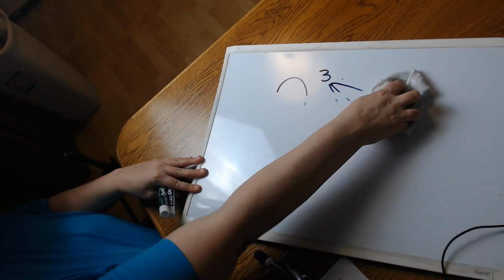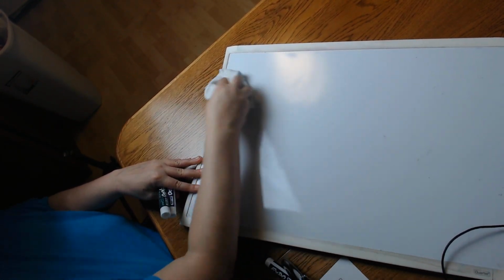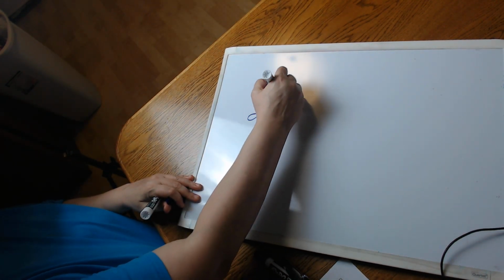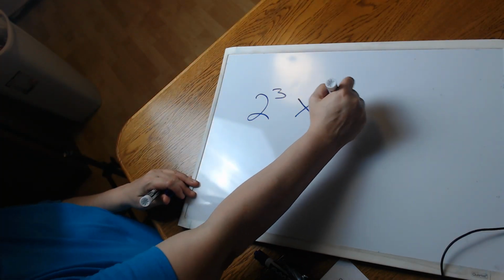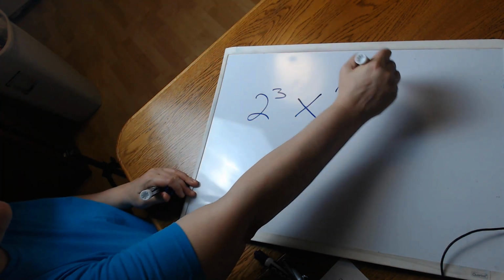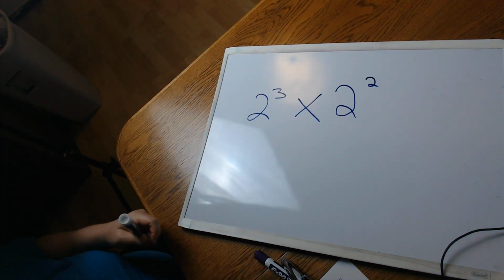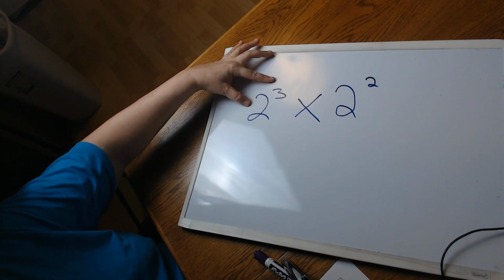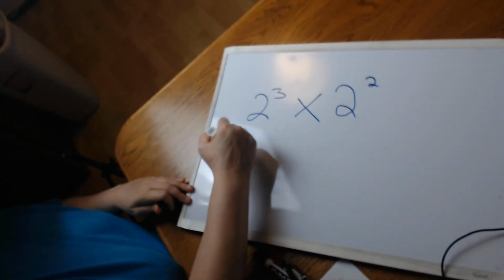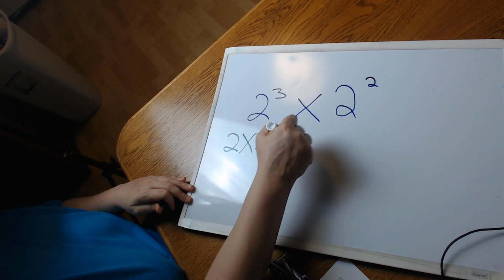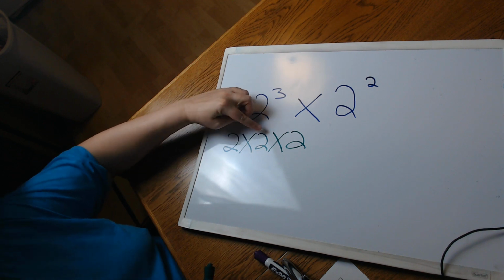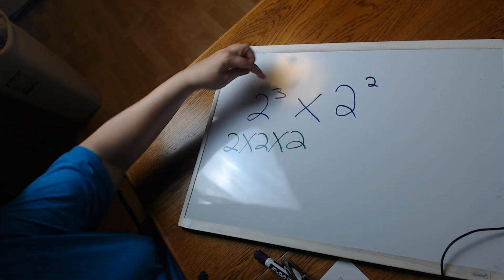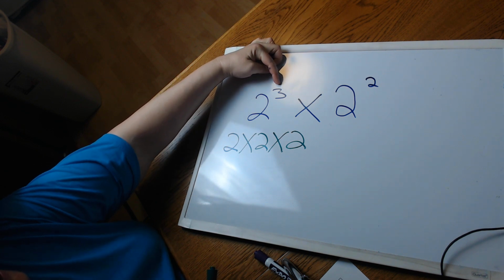Now we're going to see a problem that has exponents in it. Our problem is 2 to the third power times 2 to the second power. So this 2 to the third power, it is the same thing as 2 times 2 times 2. This is the number 2, and it's multiplied by itself 3 different times. 1, 2, 3, because it's to the third power. Okay?